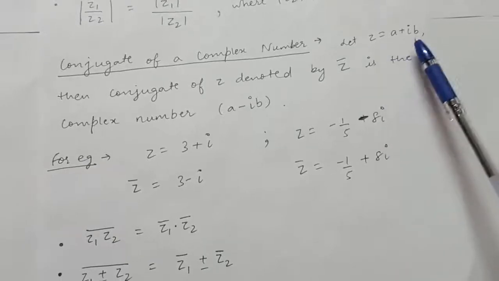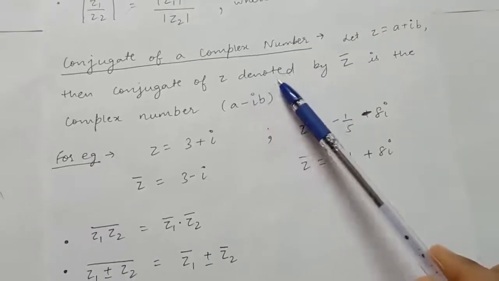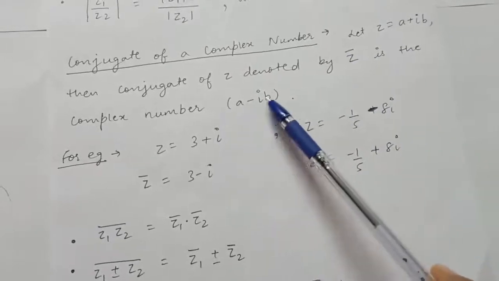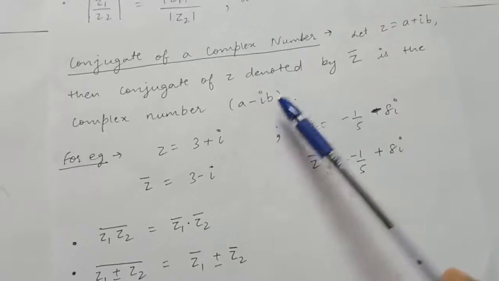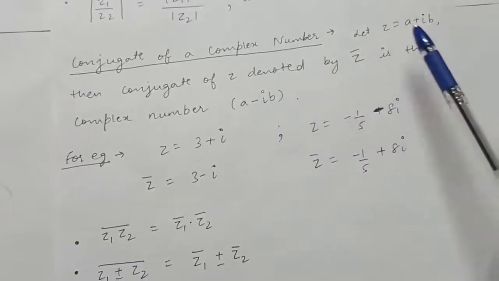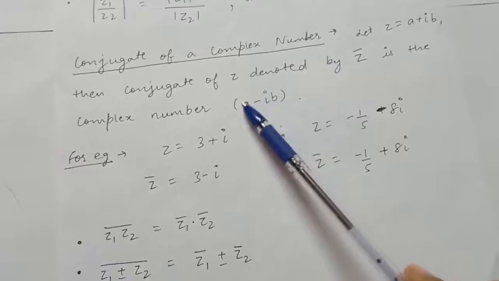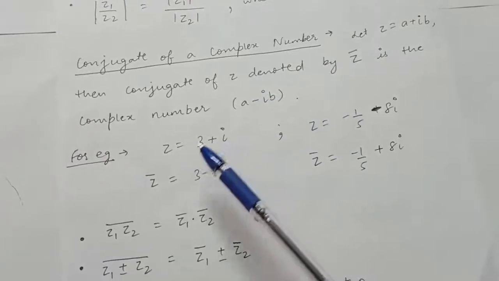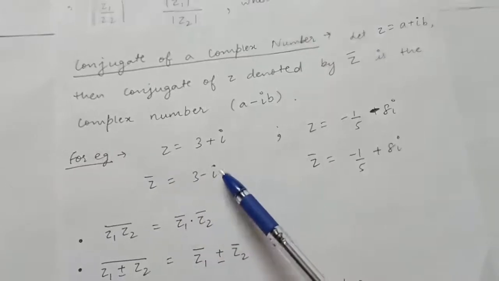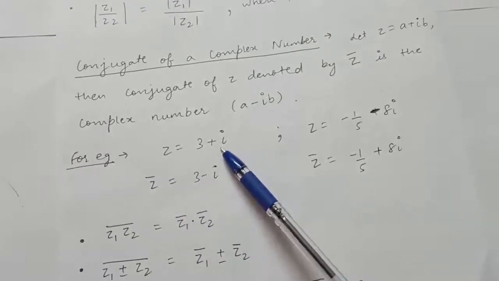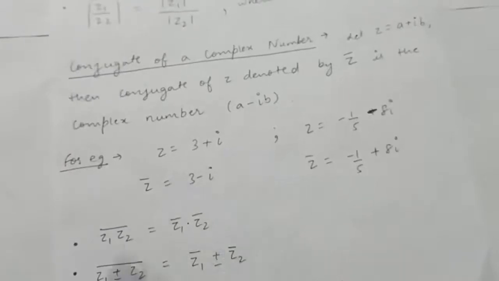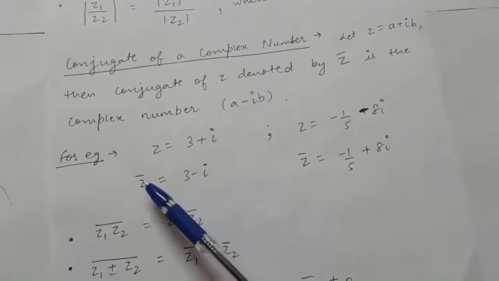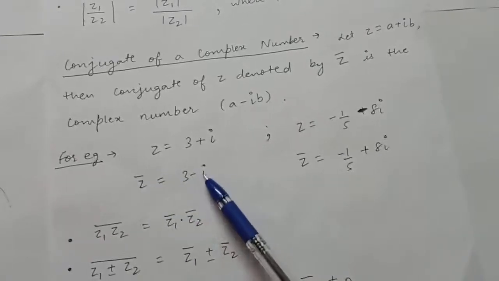Let z be a complex number, then the conjugate of z is the complex number a minus iota b. That is, when you change the sign of the imaginary part, it becomes the conjugate of z. For example, if z is this complex number, then the conjugate of z is 3 minus iota. Just change the sign of the imaginary part. Here the imaginary part is plus 1, so the imaginary part of the conjugate will be minus 1.